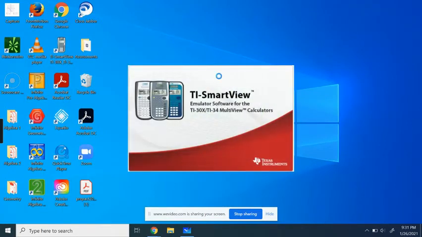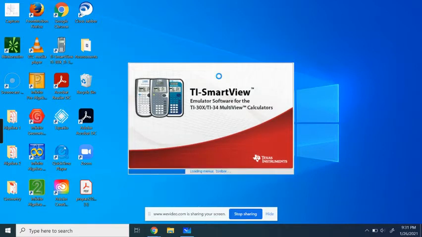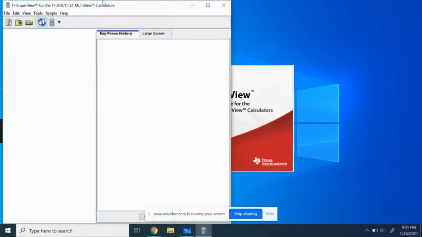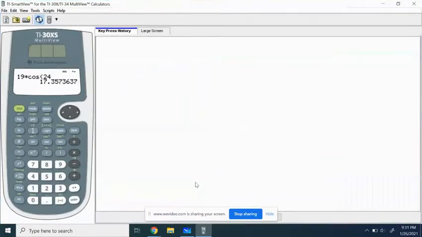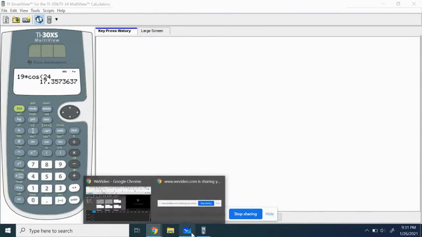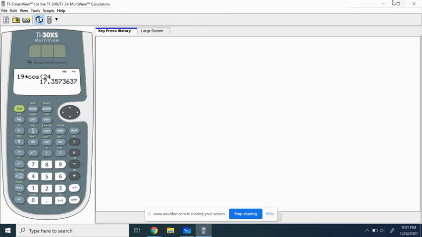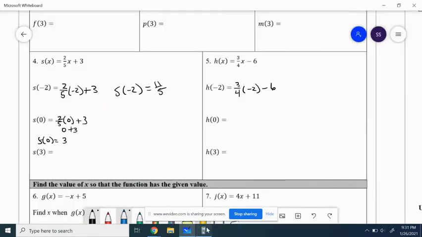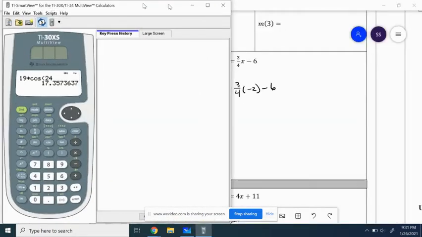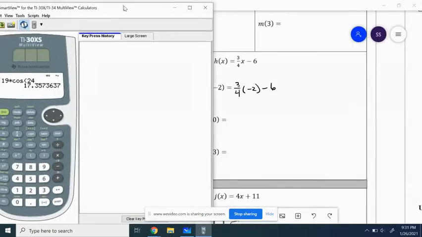Everybody should have one of these blue calculators. If you don't, come see me. We'll get one checked out to you, or have your advisor let me know you need one. All right, so here's a calculator. Let's pull this up. Here we go. Minimize it. It's not what I wanted. There we go.